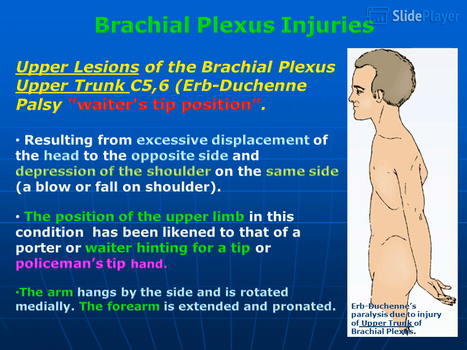The arm hangs by the side and is rotated medially. The forearm is extended and pronated. Duchenne's paralysis due to injury of upper trunk of brachial plexus.